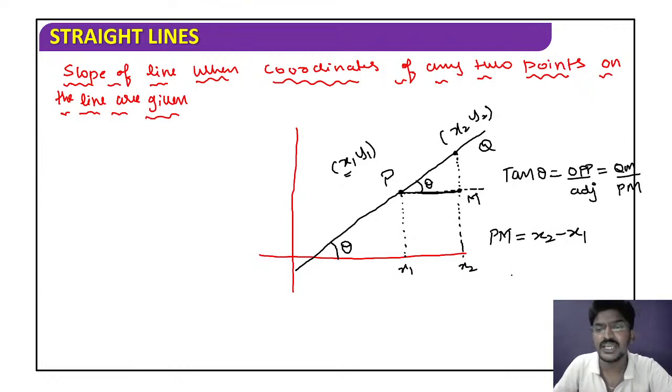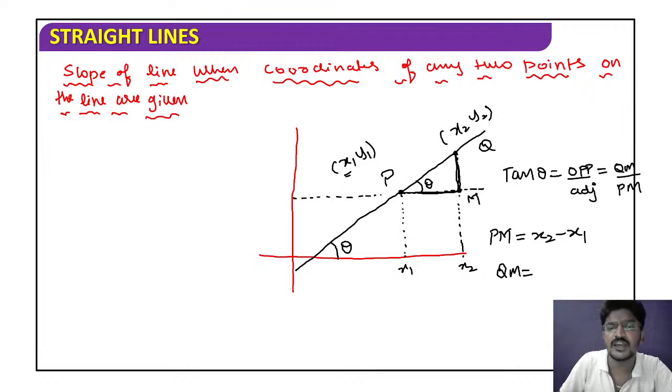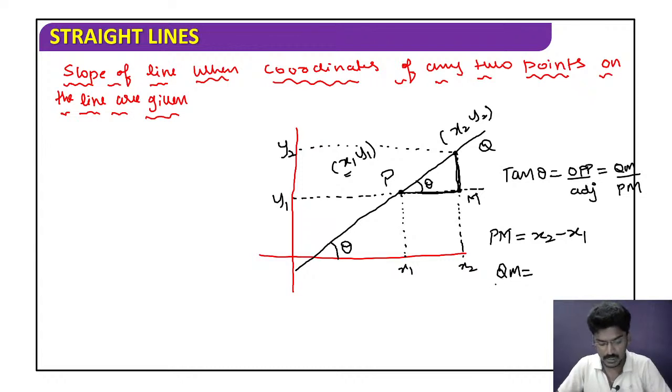Okay. Next, you can just see QM. For QM, we can write it as, see here, this corresponding line will be y1 and this corresponding line will be y2. So quickly tell me what is QM. Here PM is x2 minus x1, QM is y2 minus y1. That you can just see.